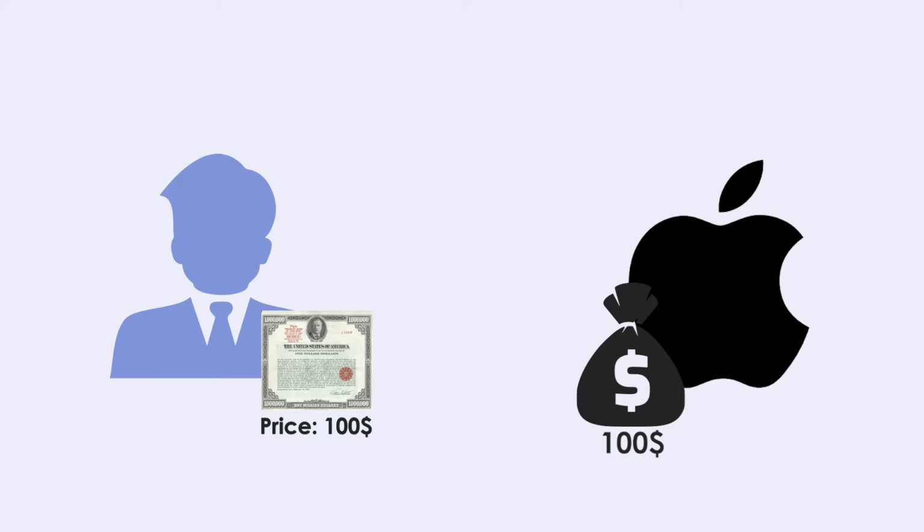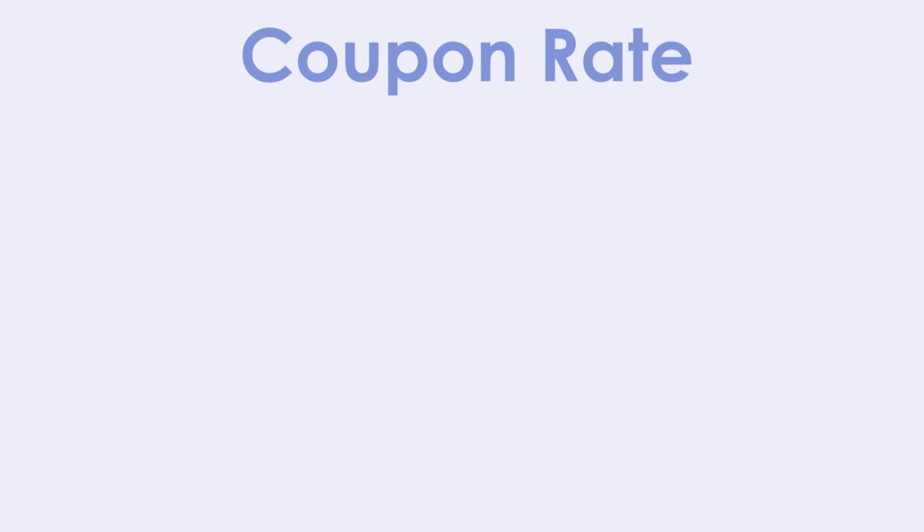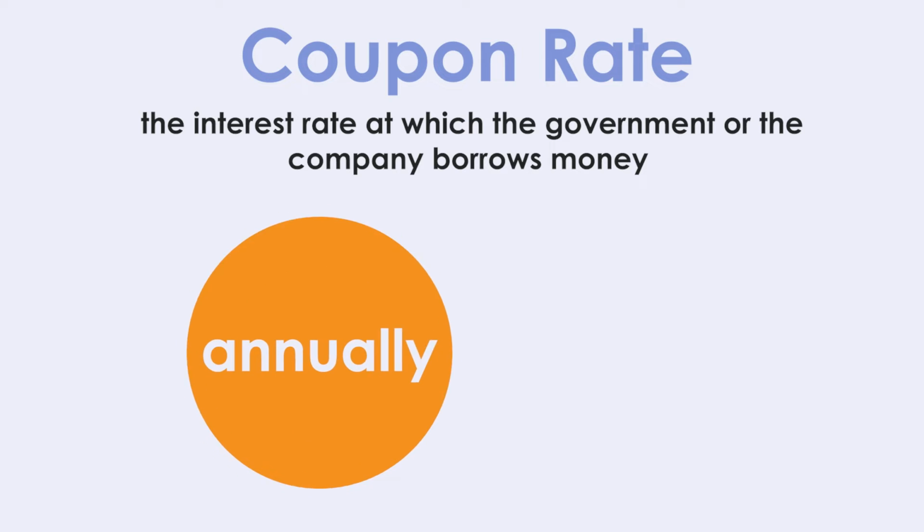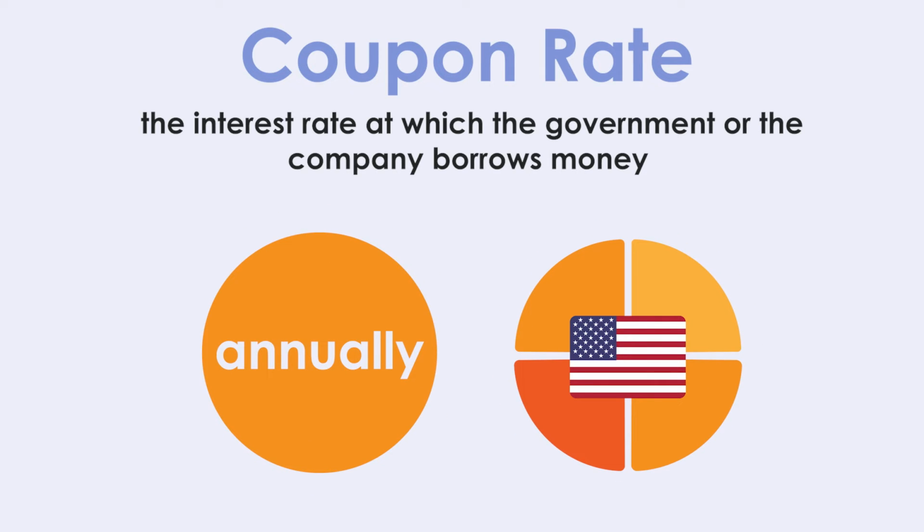Now we come to the second element, the coupon rate. The coupon rate is the interest rate at which the government or the company borrows money and then pays out annually to the investor. Usually this is annually, only with US bonds it is quarterly, but then also only a quarter of the interest rate.